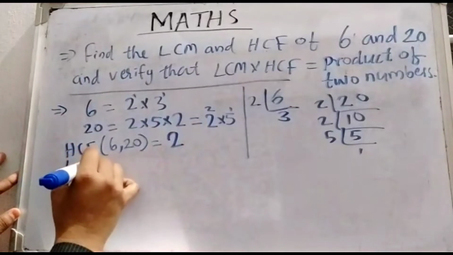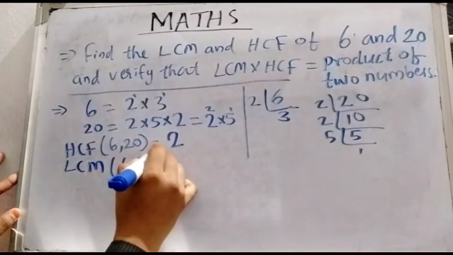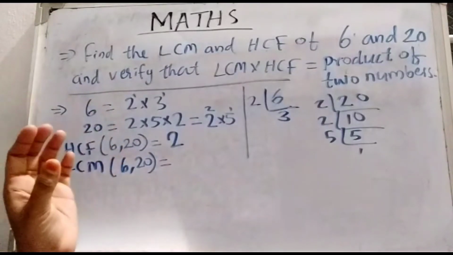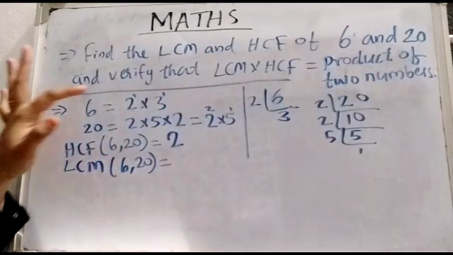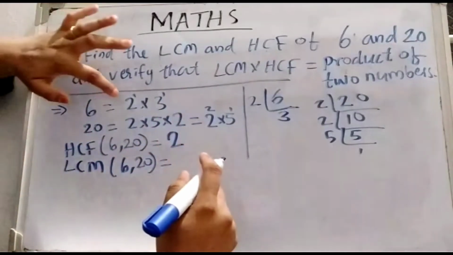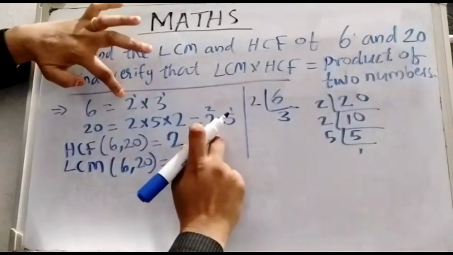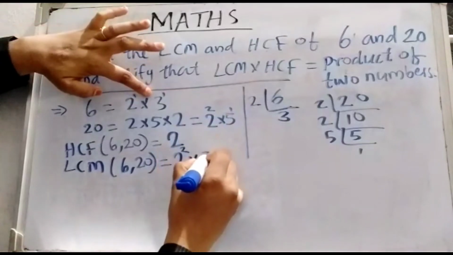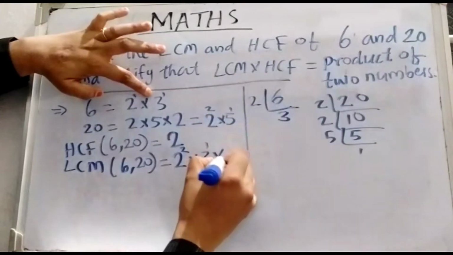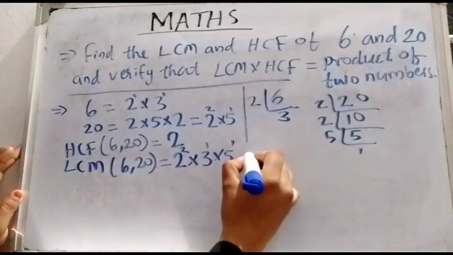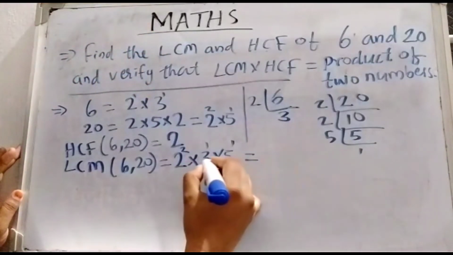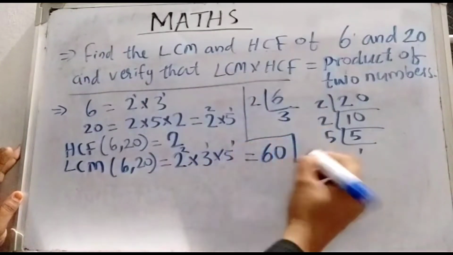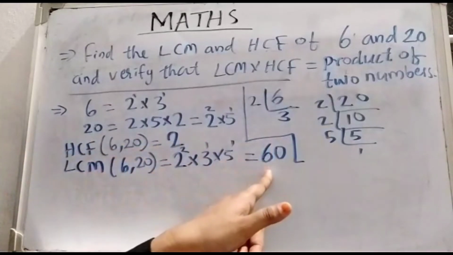Then the LCM of 6 and 20. To find the LCM, we need all the prime factors and take the greatest power. So for 2, the highest power is 2 squared, then 3 raised to 1, then 5 raised to 1. That is 2 squared, 4, 4 into 3, 12, 12 into 5, 60. So the HCF is 2 and the LCM is 60.